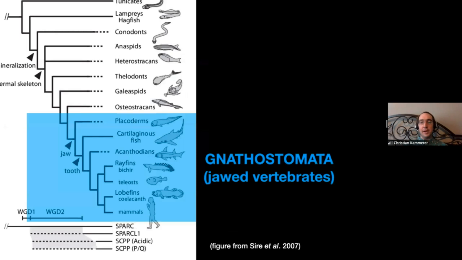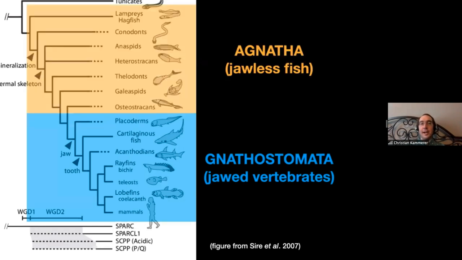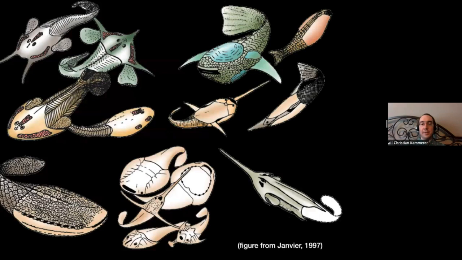So here are those vertebrates that have jaws, which is a group called gnathostomes. So this is cartilaginous fish in the sense of sharks, rays, and skates, and then all the bony fish. And then also this extinct group, placoderms, that we'll be talking about shortly. But then among the jawless fish, it's not just lampreys and hagfish. There's this huge diversity of extinct jawless forms, which came in all sorts of shapes and sizes.